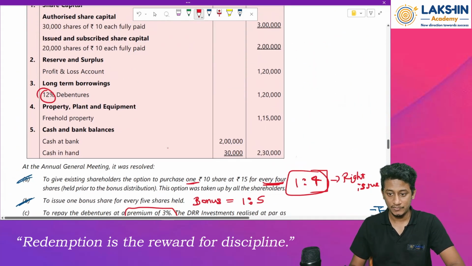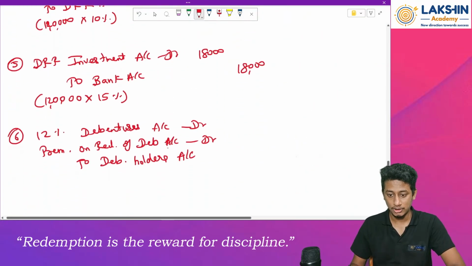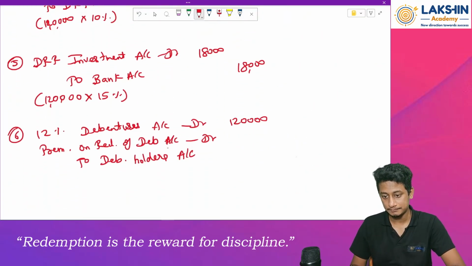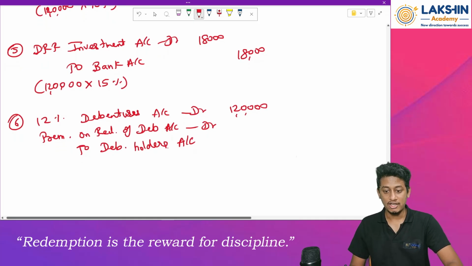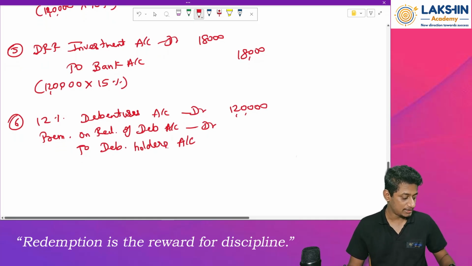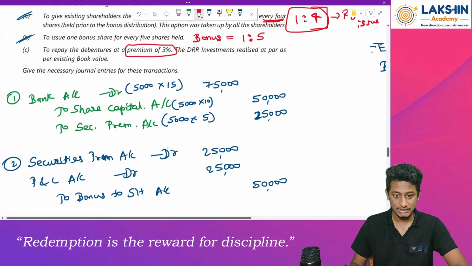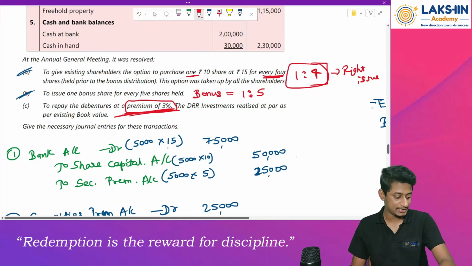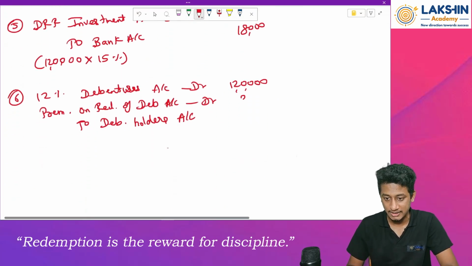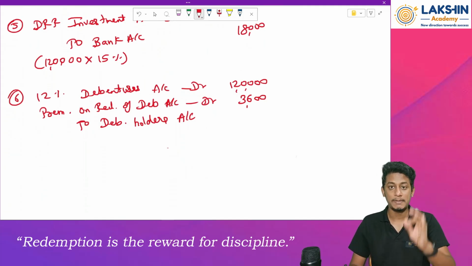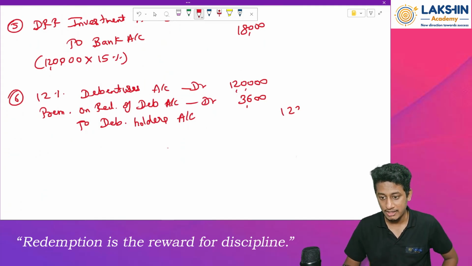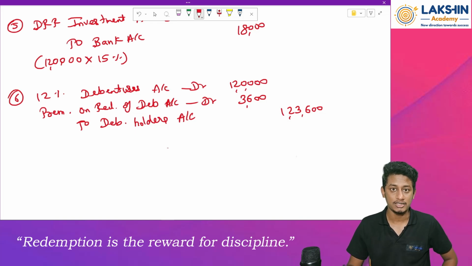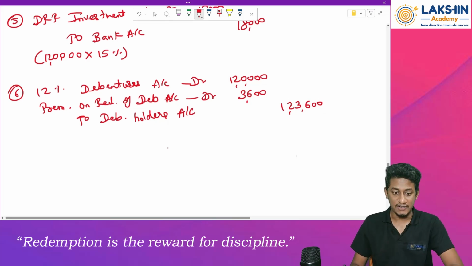Okay, what is the value of debentures? Rupees 1,20,000. Then what is the value of premium? On 1,20,000 rupees, 3% is the premium. So 1,20,000 into 3%, that is rupees 3,600 is the premium. So how much should be payable to the debenture holders? 1,23,600 rupees is payable to the debenture holders. Clear? Okay.